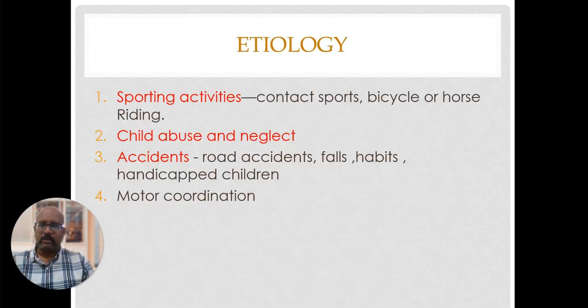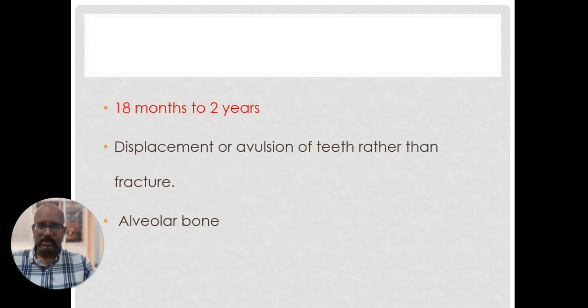Now, if you see the etiology, there are various etiological factors of these. The first one is sporting activities like contact sports, biking, bicycle or horse riding. The second is child abuse and neglect. The third one is accidents, falls, habits and handicapped child. The last one is poor motor coordination.